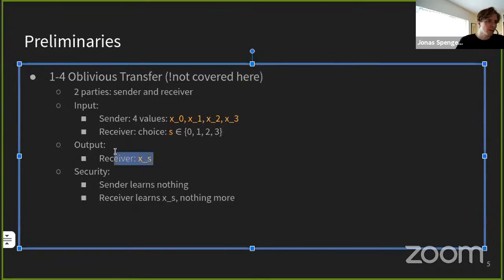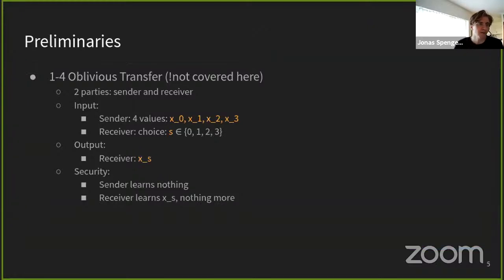So the output from the oblivious transfer is the value that the receiver chose to receive, and for the security of the oblivious transfer, there are two things that should hold. On one hand, the sender should not learn anything about the choice from the receiver. So the sender does not learn what s was. And the receiver should only learn about his received value. And in particular, the receiver should not learn anything about any of the other values. So if we can implement something like this, we have 1 out of 4 oblivious transfer.